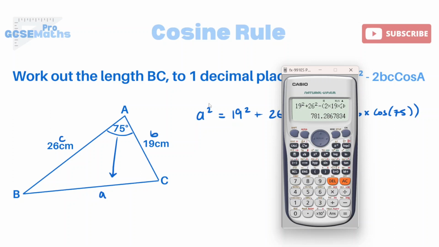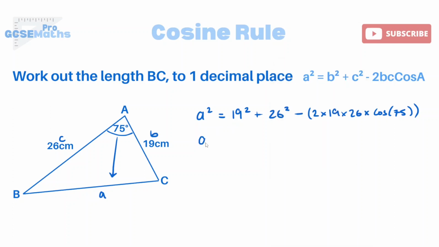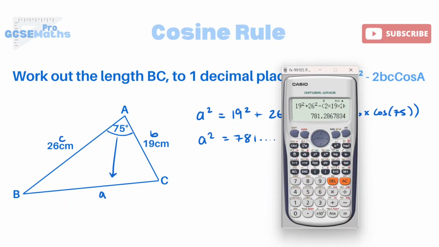The reason why I write down A squared equals, I write down the full formula, is because this is A squared, this is not A, right? So A squared equals 781, point whatever it was, dot, dot, dot. But with cosine rule, you have to then square root. You have to square root to get an actual side length that seems reasonable. So square root symbol, answer. Don't cut off any decimals, don't round it too soon. Now this seems more reasonable, doesn't it? It's within the realm of 26 and 19.